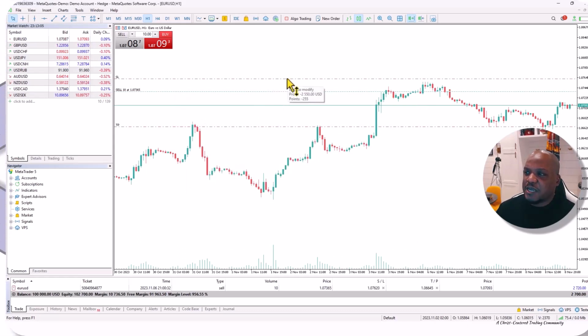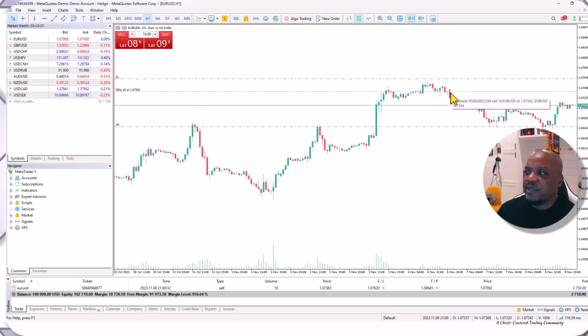So if it hits our stop loss, we lose $25.50. If it hits our take profit, we'll gain $7,200. And this allows us to walk away from the trade without having to sit there and watch it, and it'll automatically put us in or take us out of the trade. And so that was the original trade idea.